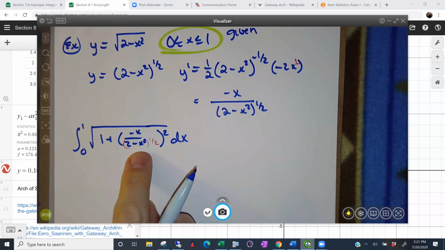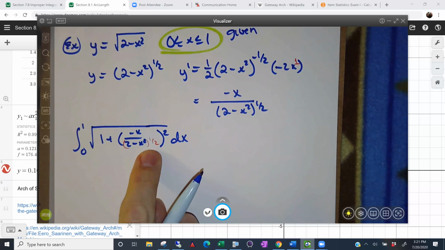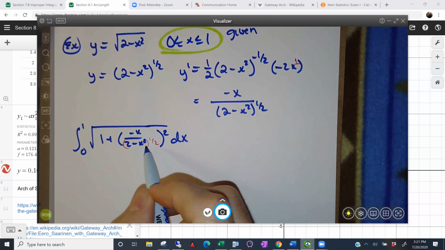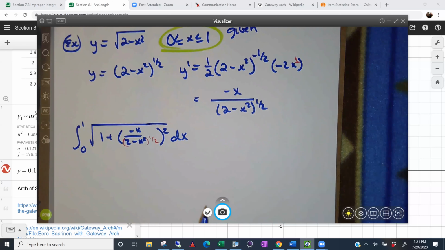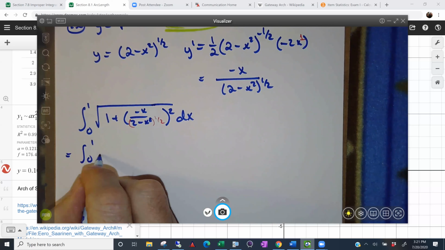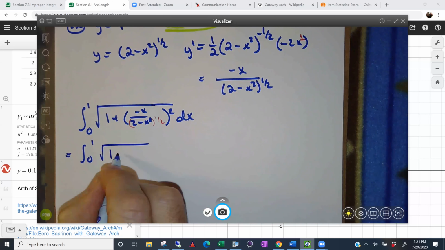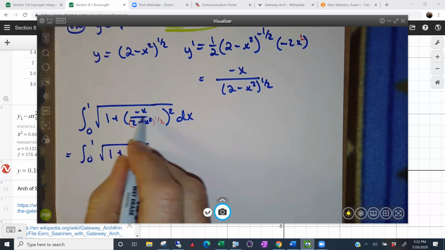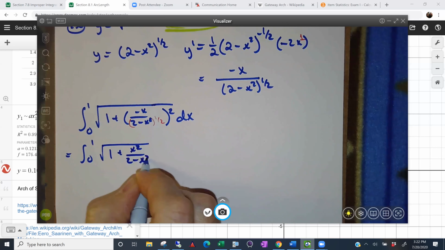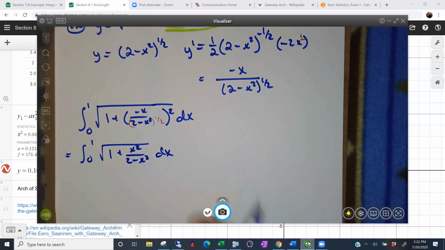All right, so let's square this out, keeping in mind that that's really to the 1/2 power. So when I square a square root, essentially, or something to the 1/2 power, those two operations are going to cancel each other out. So that's going to become the integral from 0 to 1 of the square root of 1 plus negative x squared is going to be positive x squared over 2 minus x squared dx.